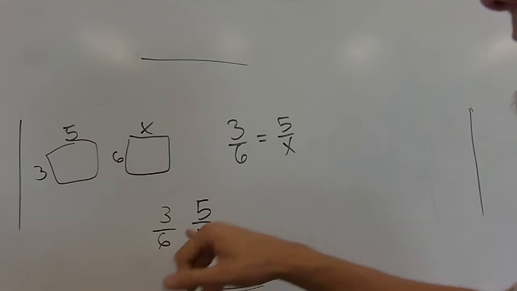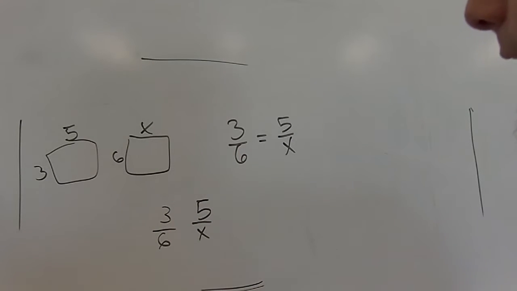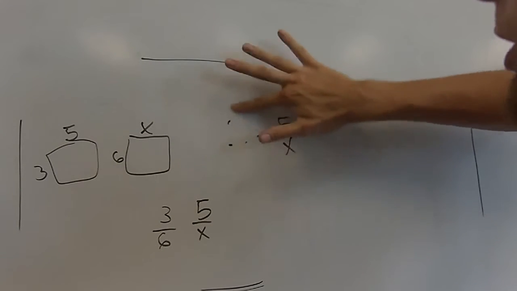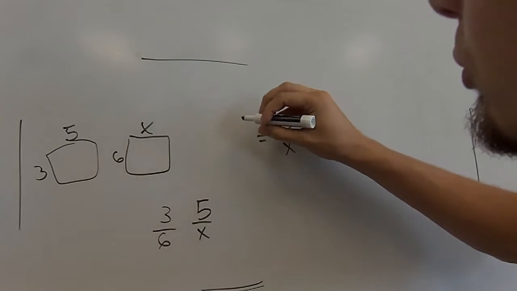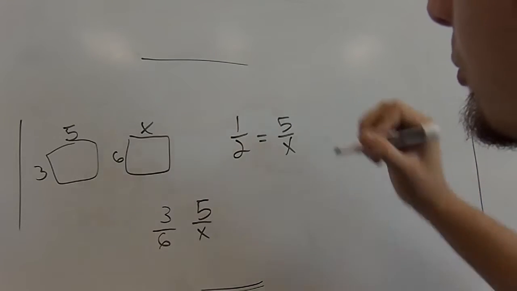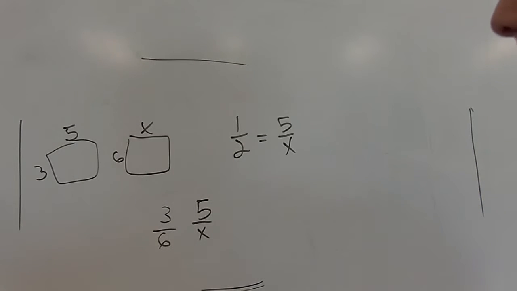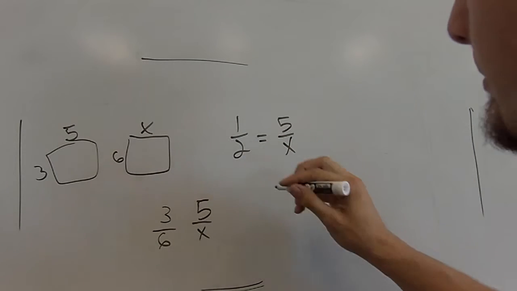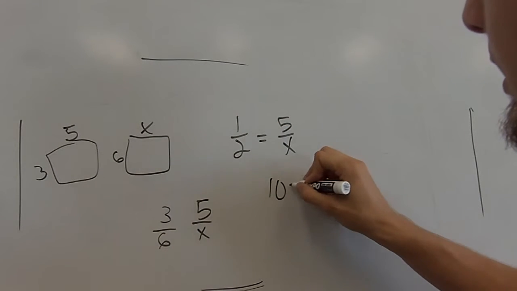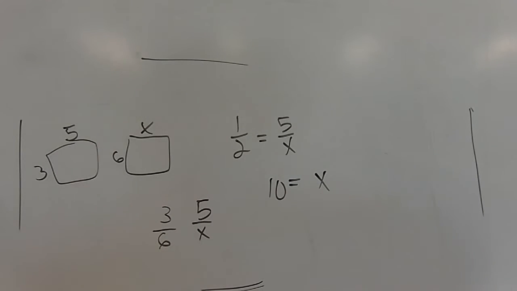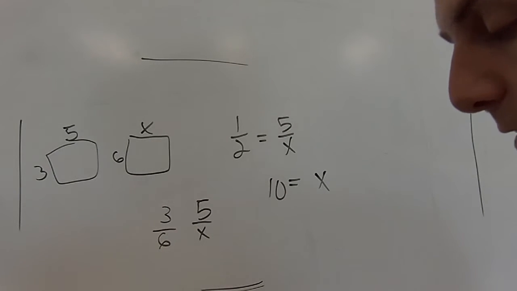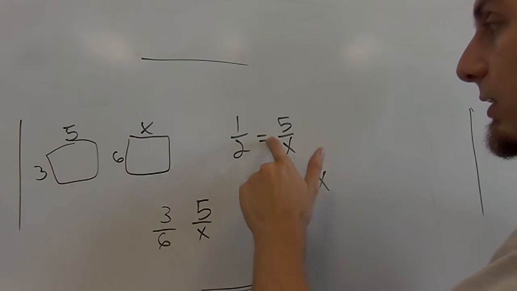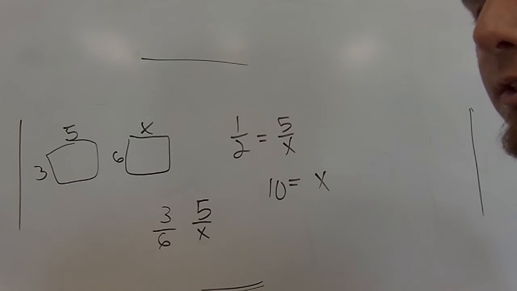So you could set this up as 3/6 equals 5 over x. Since 3/6 can be reduced, however, I'm going to reduce it before I start. So I'm going to reduce it to that 1 to 2 ratio. Okay? And so what you do at this point is you cross multiply. You do 2 times 5, which is 10, 1 times x, which is x. So in this case, it's really simple. We already know what x is. X is 10. 5 over 10 is equal to 1/2, which is equal to 3/6.